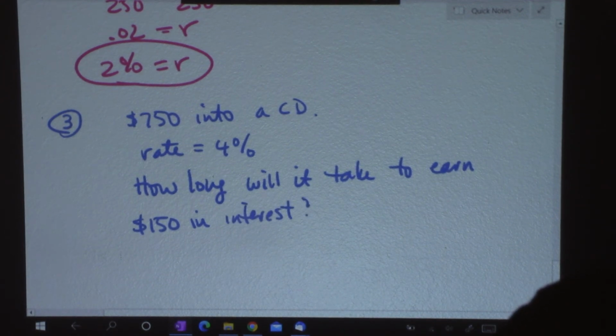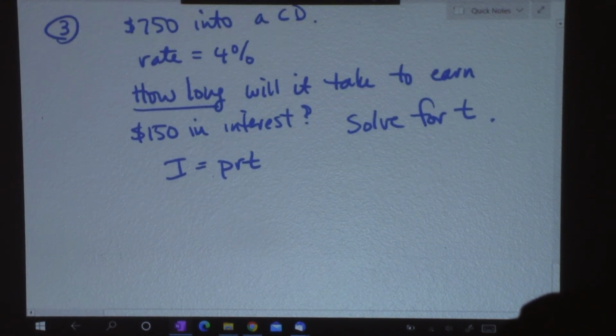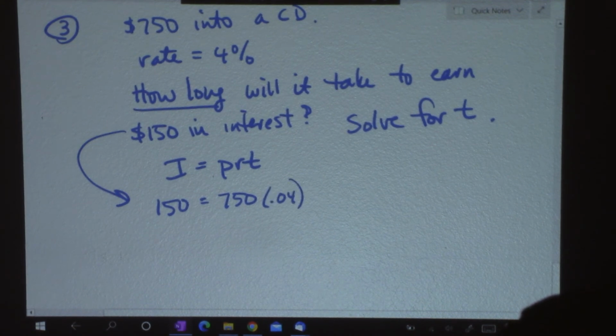When the question says, how long? What does that refer to? Principal, rate, or time, or interest, amount of interest? It refers to time. So I'm trying to solve for time this time. Okay. So, here's my formula. All right. I know the interest I want to have is $150. And I'm putting $750 in at a rate of 0.04 or 4%, and I don't know T.